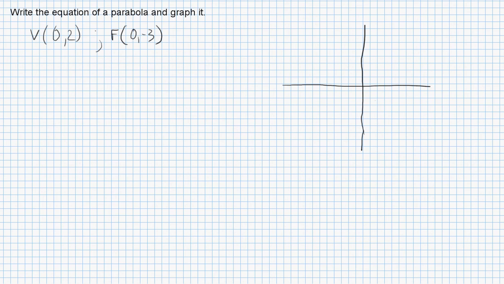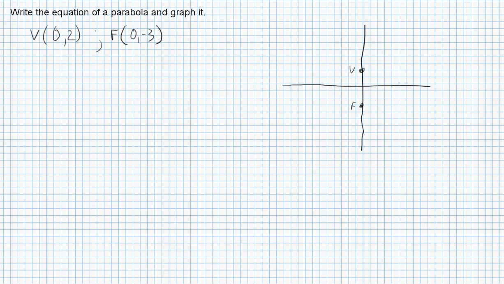Now I'm going to graph 0, 2. That's right about there, and that's going to be our vertex. And the focus is at 0, negative 3. That's down about right there. That's going to be our focus. Now, the problem doesn't directly ask for it, but it's a good idea to know where the directrix is, because that'll help us visualize where the parabola will be and to see how the equation goes together.